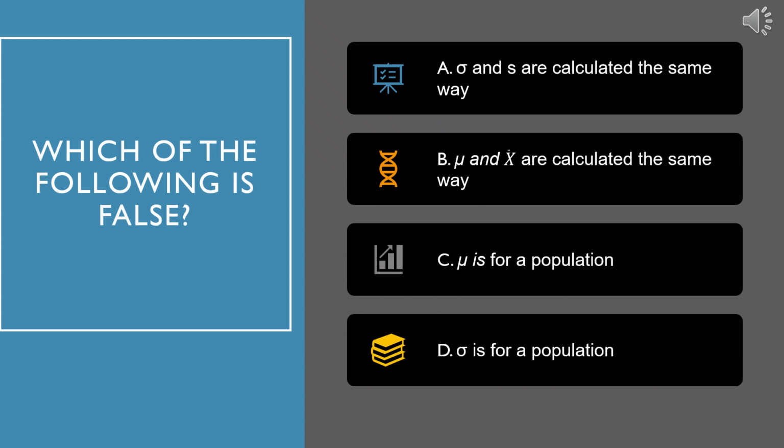Well, let's start from the bottom up. Sigma is the standard deviation of a population. Mu is a mean of a population. Mu and x bar are both means, which are calculated the same way, even though one's for a population and one's for a sample. Now, sigma and S, standard deviation of a population and standard deviation of a sample, those are not calculated in the same way. So A is false.